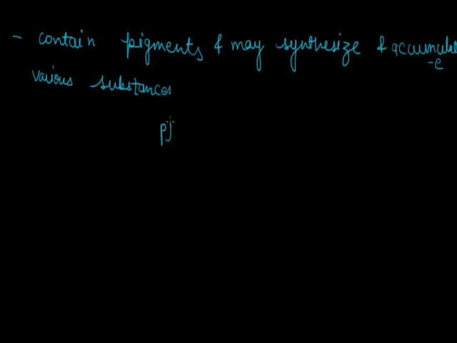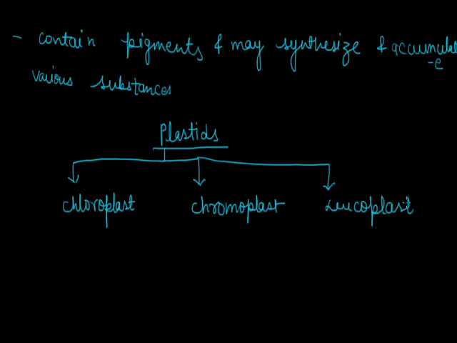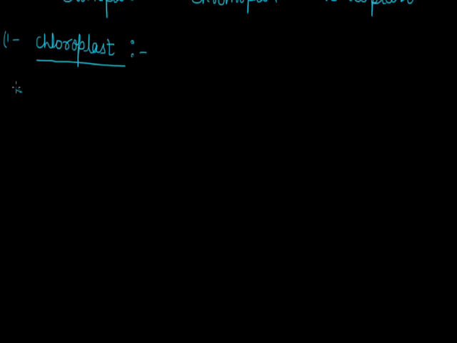Plastids are of three types. First, chloroplast, next chromoplast, and next leucoplast. First, chloroplast: the most common plastids with the greatest biological importance.